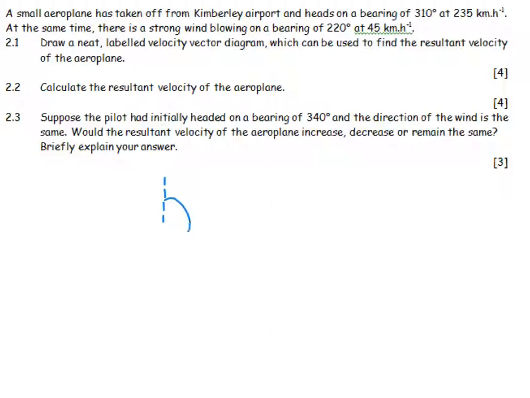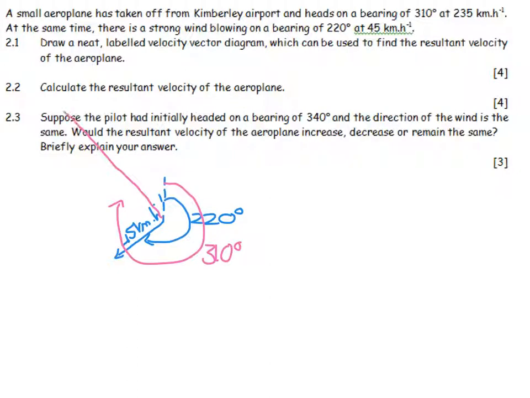So the first thing I'm going to do is I'm going to go to 220-ish. And I am going to draw myself a 45, and I need to label that 45 kilometers per hour. Then I say at the same time, we're going to go all the way around to 310. And I am going to draw a 235. So that's quite a lot longer. And I label it 235 kilometers per hour. That's done with a ruler.